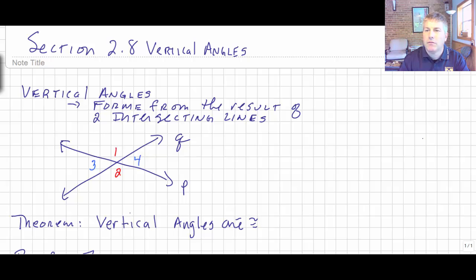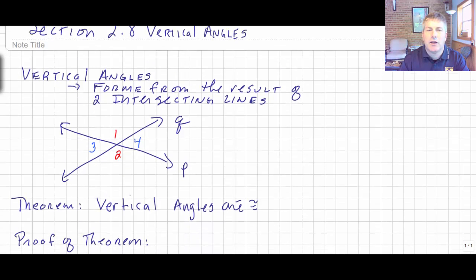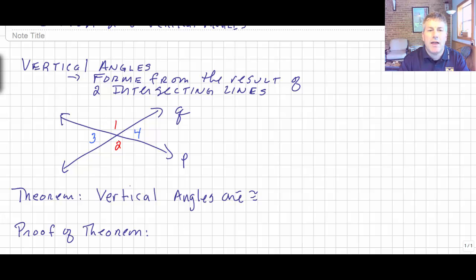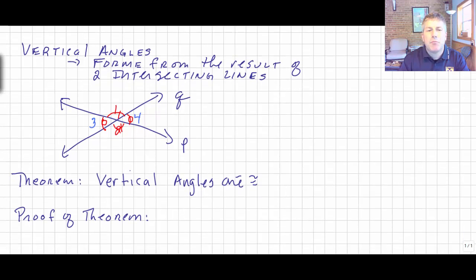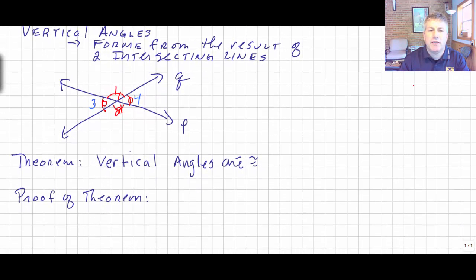That's straightforward. So we can take a look at our diagram, our vertical angles that we've got here. We can say that angle 1 is congruent to angle 2, and we can say angle 3 is congruent to angle 4. Okay? So those are congruent angles. And we have proved this theorem earlier in the year.